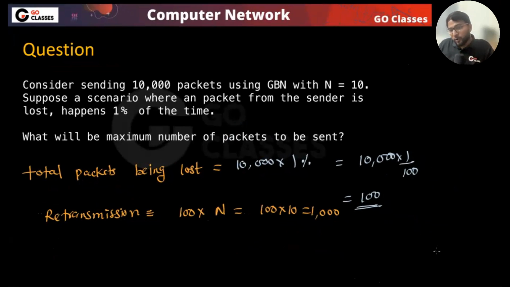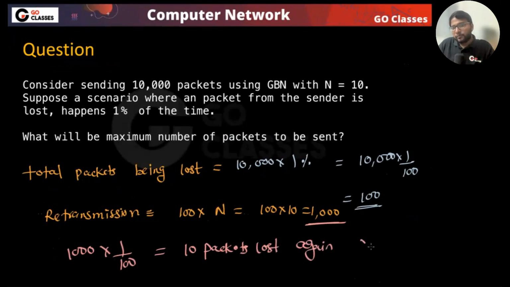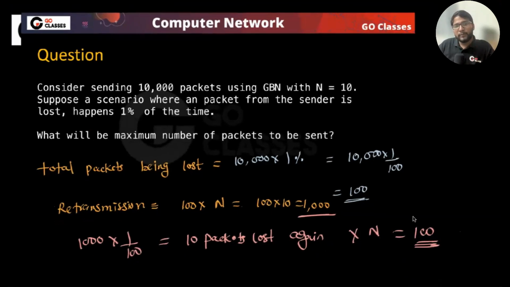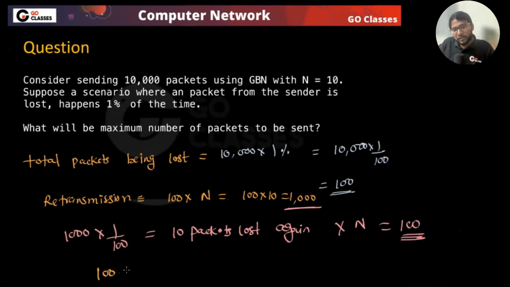So you have your 1,000. I mean, you are retransmitting 1,000, but not just 1,000. There will be 1% of 1,000 which will be lost again. So 1,000 into 1%, 10 packets will be lost again, right? 10 packets means, into n, which is 100 packets you need to retransmit again. So 1,000 you need to retransmit, then 100 you need to retransmit, then 1% of this will be lost again. So if 1% of this is lost, then this will be one packet you need to retransmit, but not just one.